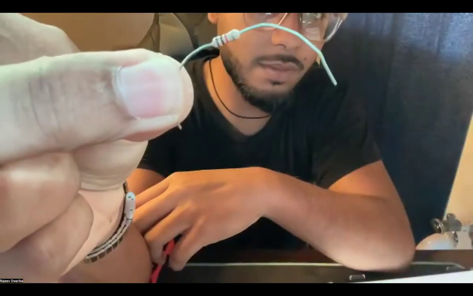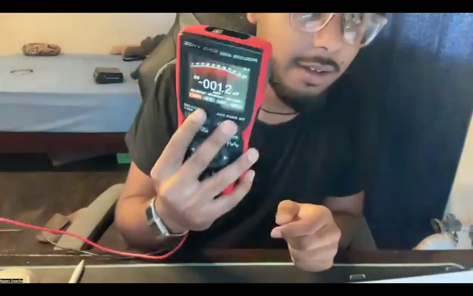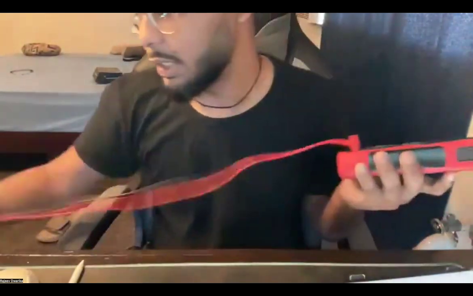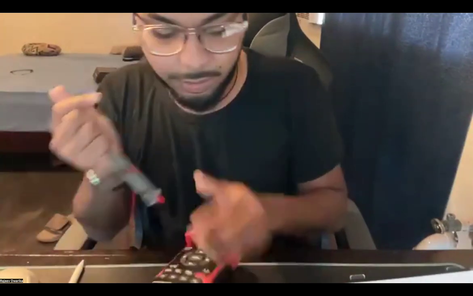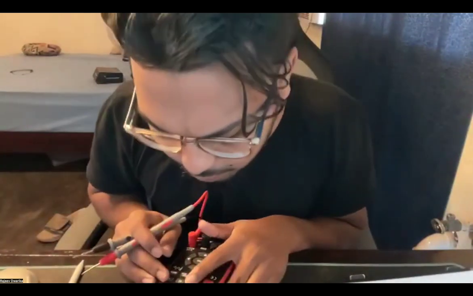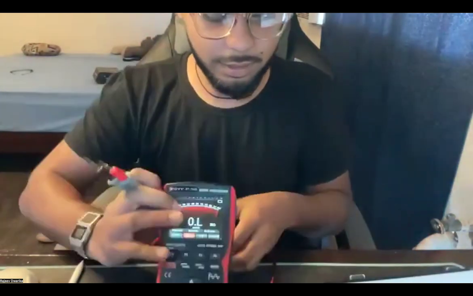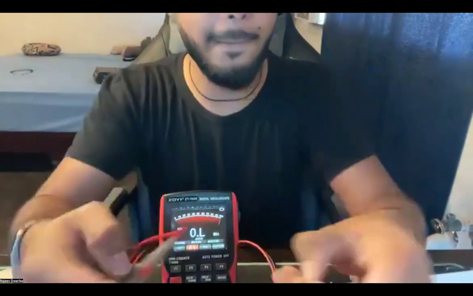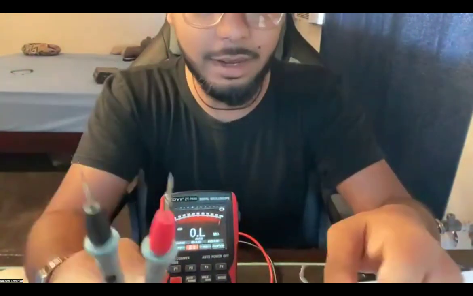Yes, sir. All right, this is what you call this? Tell me the name of this. It's a resistor, right? Is this a variable resistor or a fixed resistor? Fixed. So let me show you. This is a multimeter, right? It can measure voltage, resistance, current, all the cool stuff. And these are probes.